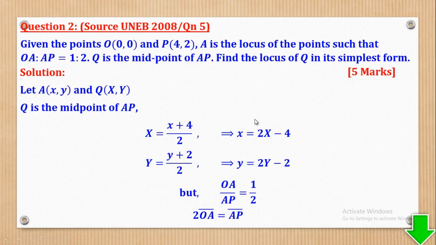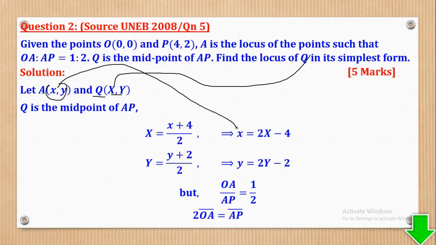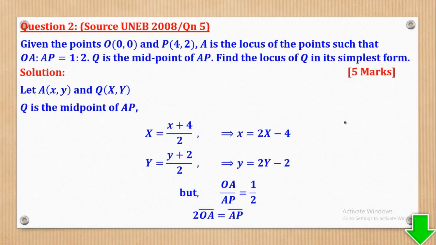Now you may wonder why I'm making small x the subject instead of capital X. It is because it depends on what they want. Now here, if you look at this locus, they want the locus of Q, and Q is in capital letters, meaning that you have to eliminate this one, which is small letter. That's why I'm making it the subject, so that after I will be able to eliminate and remain with only capital letter. So that is how you know what to make the subject.